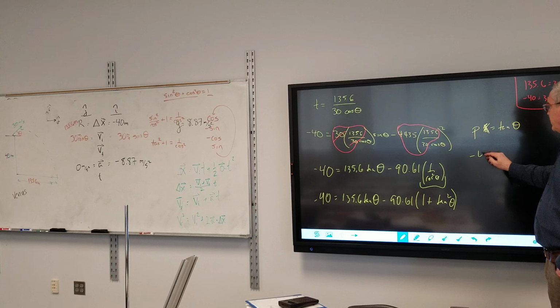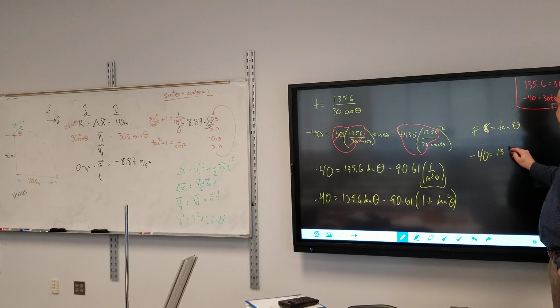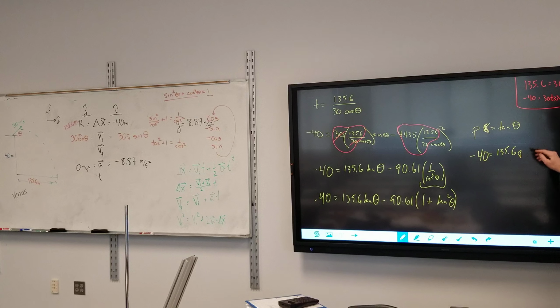So I have negative 40 is equal to 135.6p minus, distributing, 90.61 minus 90.61p squared. Now how do we solve this? Quadratic, right? Yep. I got a second order polynomial.